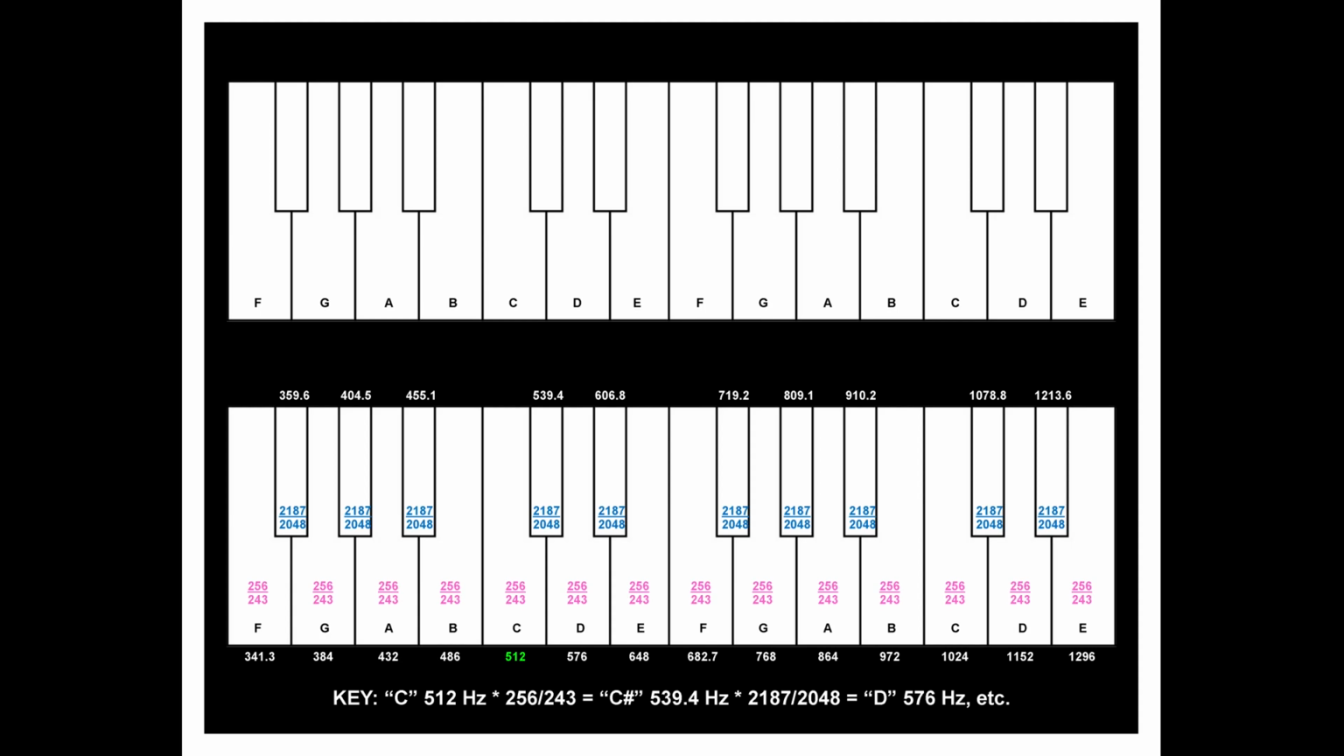Now the exception here is F. F never generates a whole number. And neither do any of the black keys, any of the sharps or flats. They always generate non-whole numbers. So in this case, F behaves like a black key, even though it falls on a white key.